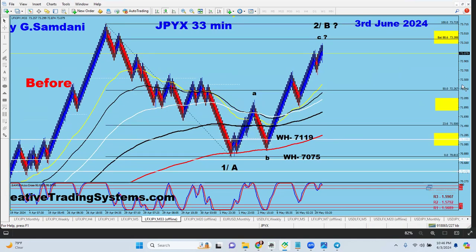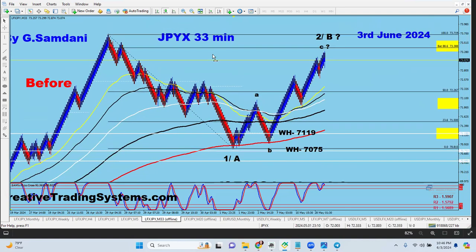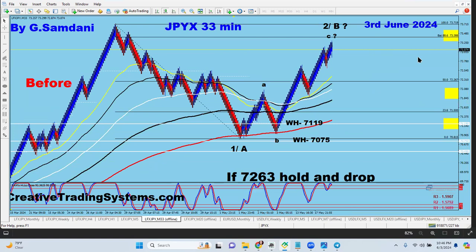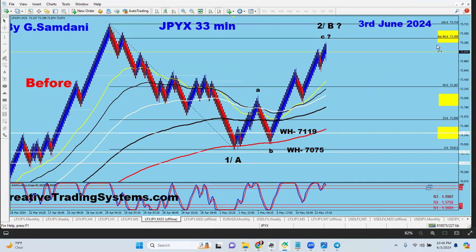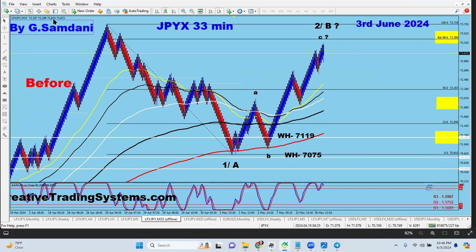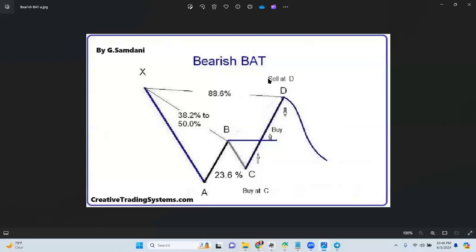Now, what the heck is bad pattern? Let's take a look at that. If I bring this here a little bit, no problem. So the bad pattern diagram, let me show it to you. This is X, A, and then B should be somewhere there, either touching 38% or maximum 50% or in between. Then it's called point B. And then C usually is 23% or a little bit lower, to the 11% line. And then D ends up at 88%. Then it's a very bad pattern.